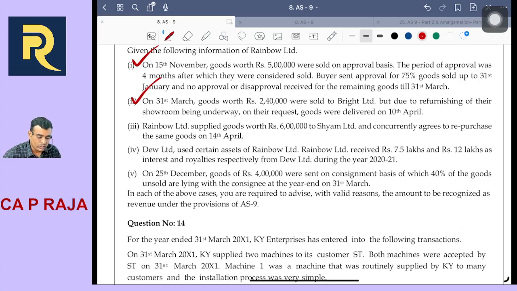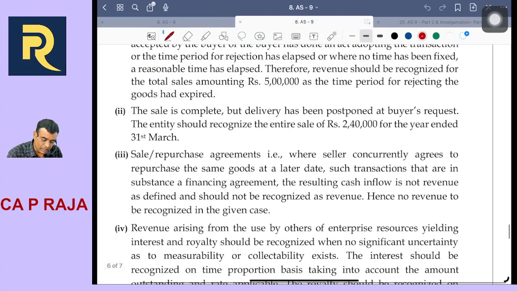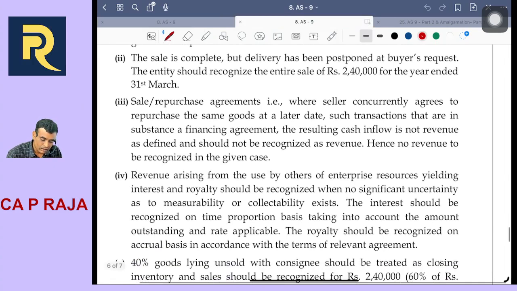Rainbow Limited supplied goods worth 6 lakhs to Sham Limited and concurrently agreed to repurchase the same goods on 14th April. It is a financing arrangement or sale? It is not a sale. Same price சரி same திருப்பி வாங்கிக்கிறேன்னு போட்டாங்கன்னா அதை வந்து பிளட்ஜ் பண்ணி வாங்குற மாதிரி தான். புரியுதுங்களா? அதாவது என்னைக்கு வித்தனோ அன்னைக்கு அக்ரிமெண்ட் போட்டாங்கன்னா this is not a sale. ஏன்னா இங்க price also is fixed. Not market price. 6 lakh is fixed only na.